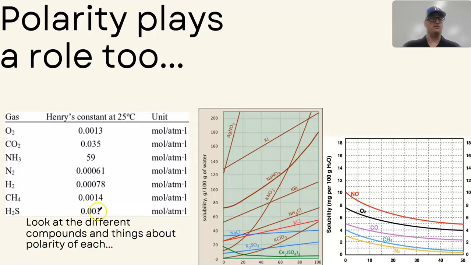Something like hydrogen sulfide, very similar in the idea that this is polar, but those electronegativity differences are so small, it doesn't really create that difference. Then we get to something like ammonia, NH3, hydrogen bonded. Huge difference of solubility, right? This would take about 59 moles in one liter at the atmospheres there. So a huge amount due to the attractive forces.